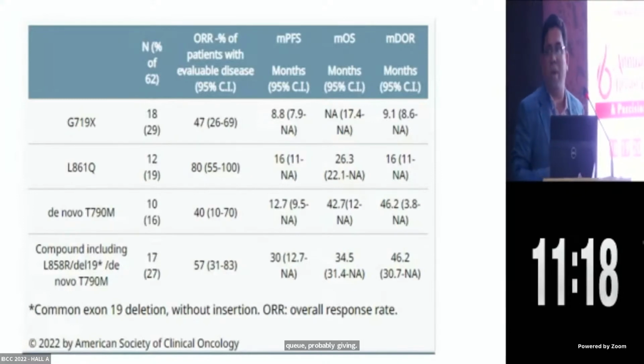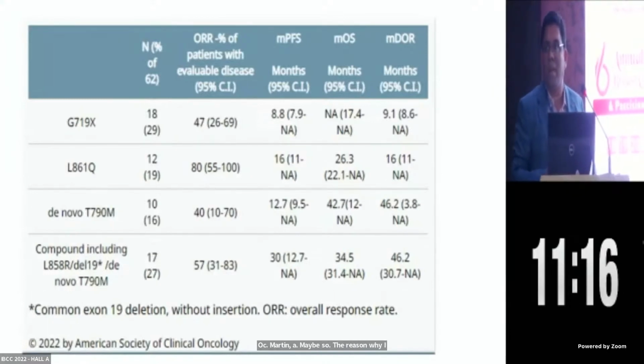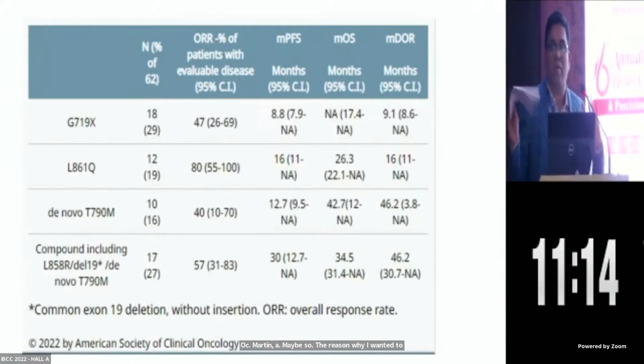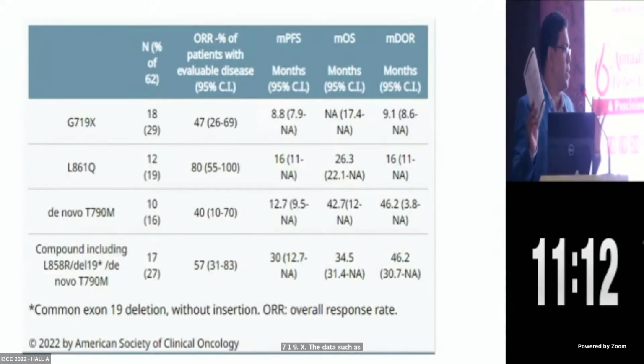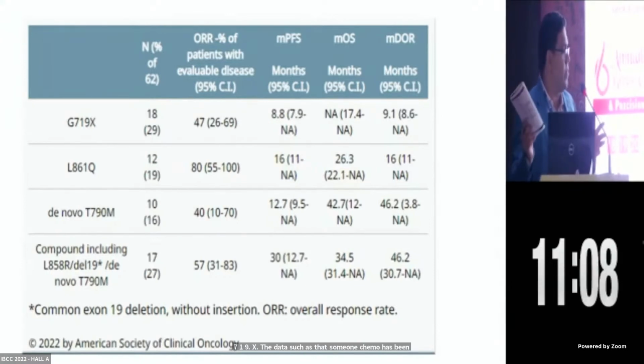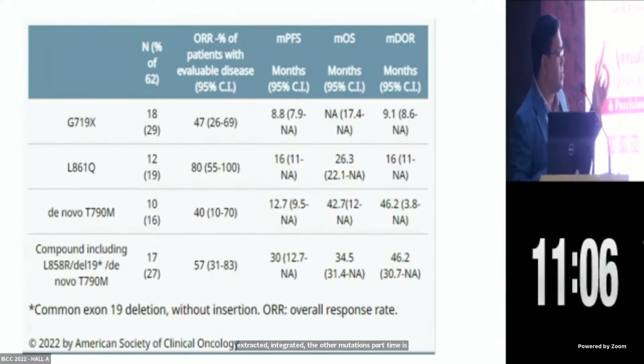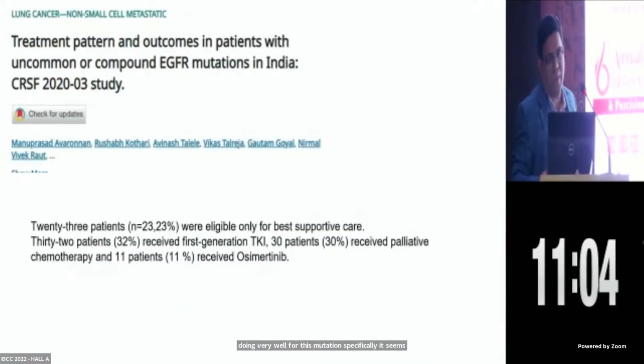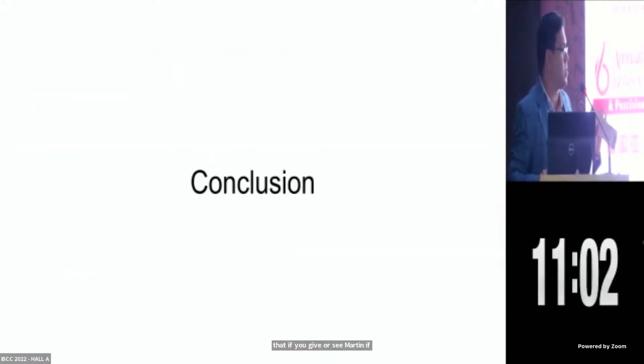The reason I wanted to bring this up is that for G719X, the data suggests that somewhere chemotherapy needs to be integrated. For the other mutations, afatinib is doing very well. For this mutation specifically, it seems that if you give osimertinib, they would probably do well. And that was my conclusion. If any of the panelists has any comments, I would welcome them.